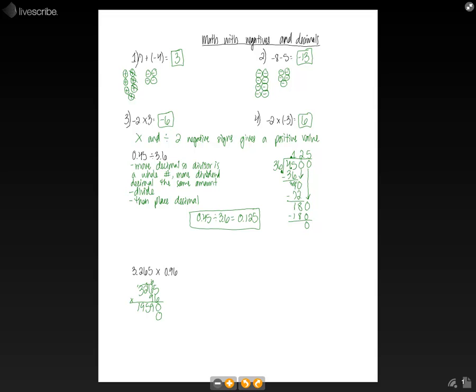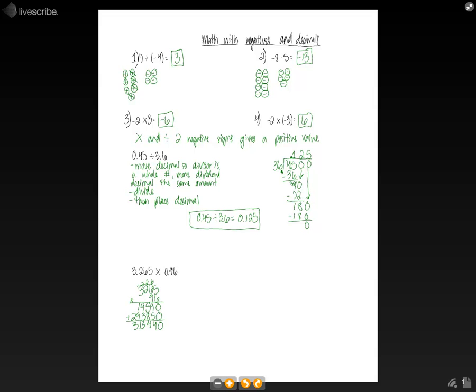9 times 5 is 45. 9 times 6 is 54, plus our 4 gives us 58. 9 times 2 is 18, plus 5 will give us 23. And then 9 times 3 is 27, plus 2 gives us 29. So now if we go through and add these, we can just add across. And so we get 313440, and we haven't placed our decimal yet, so we don't really know exactly how big this number is.